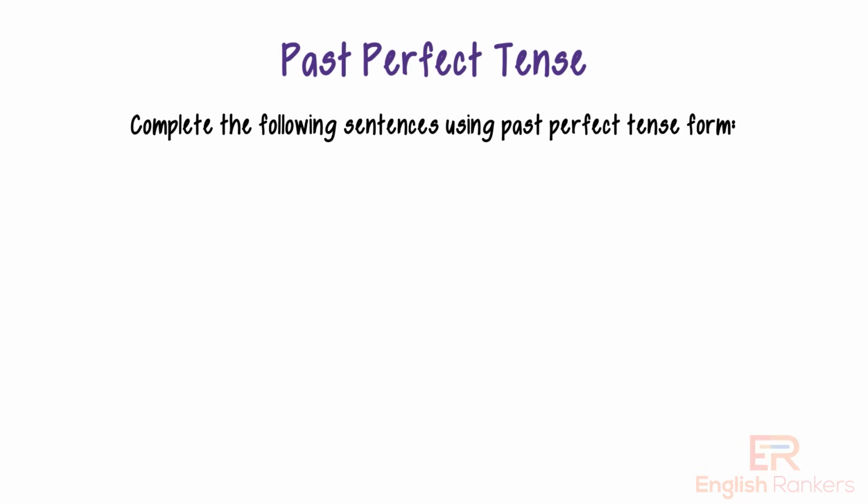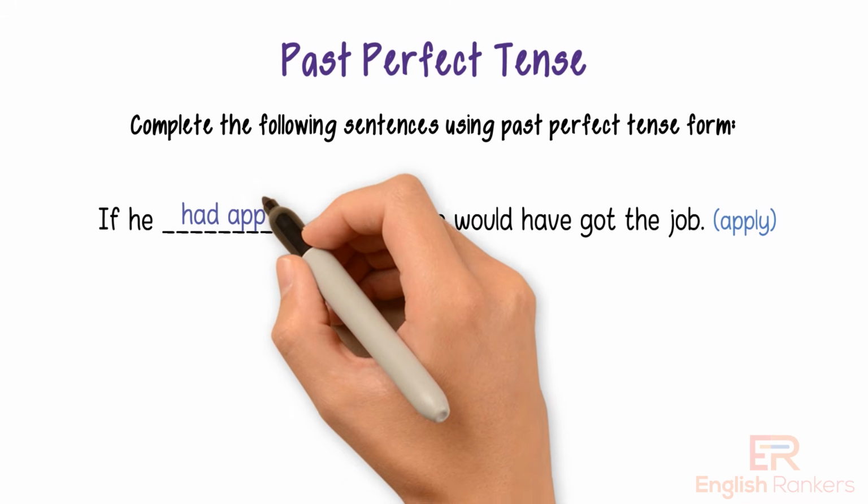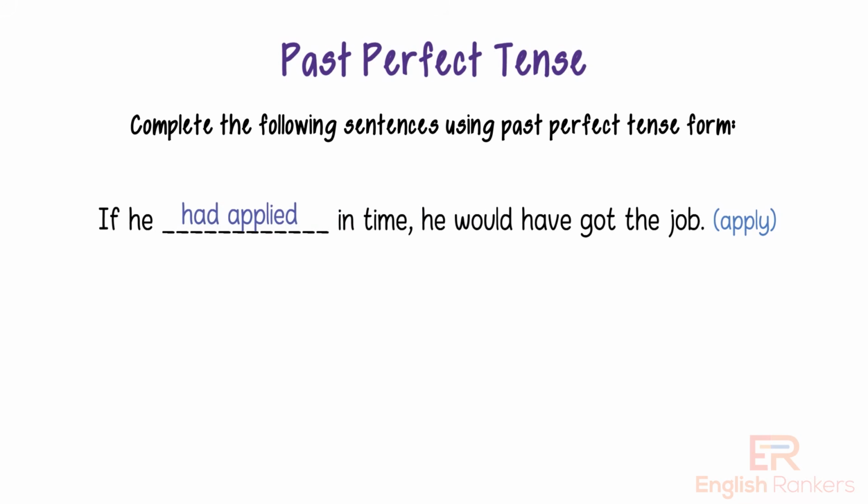Complete the following sentences using the past perfect tense form. If he dash in time, he would have got the job. Here we have to use the verb apply. So what will be the answer? If he had applied in time, he would have got the job.